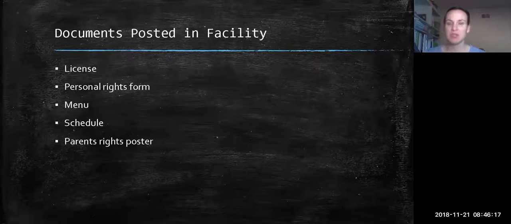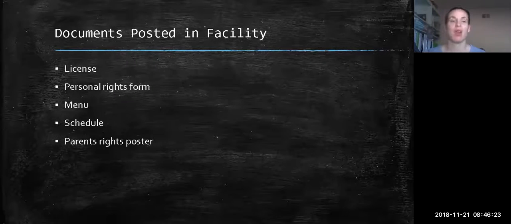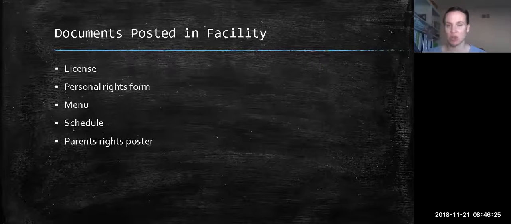What needs to be posted in our facility: our license, our personal rights form, the menu, the schedule, and then the parents' rights poster. And this is specific to licensing. In the staff break room, you typically have to have your EEOP, you need to have the workman's comp number, and I talked about that in the past lecture as well. There is a list very similar to this about what you need from the state for employee rights in order to keep employees safe. But this is what licensing wants.